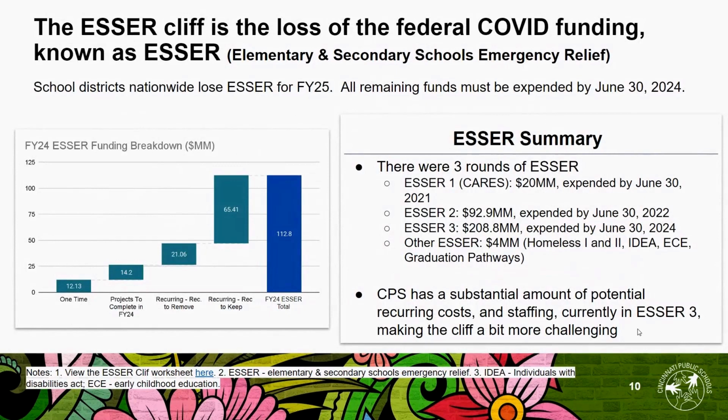The other big factor in this budget consideration is that we are losing a significant amount of federal funding. So Cincinnati Public Schools, like districts across the country, received an infusion of federal dollars known as ESSER through the pandemic. We got three waves of that, ESSER 1, 2, and 3. We are currently in the last year of ESSER 3 funding, which is important as we think about next year's budget, because that means none of the ESSER dollars that we have can roll into next school year. We either spend it all by June 30th or we send it back to the federal government. On the left on this slide, we see a waterfall bar chart.